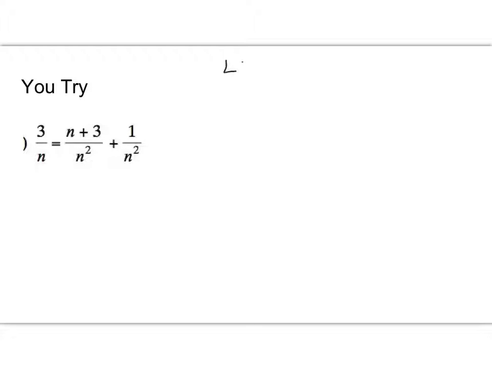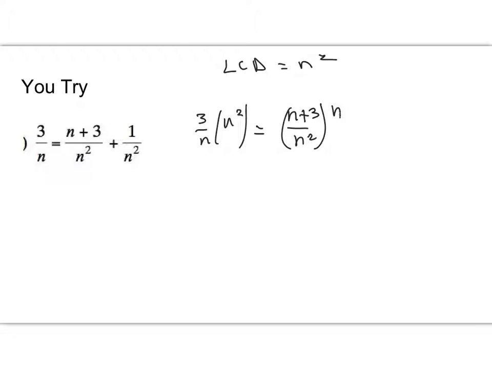Okay, my lowest common denominator is n squared. So if we multiply every single term by n squared, I get 3 over n times n squared equals n plus 3 over n squared times n squared plus 1 over n squared times n squared.